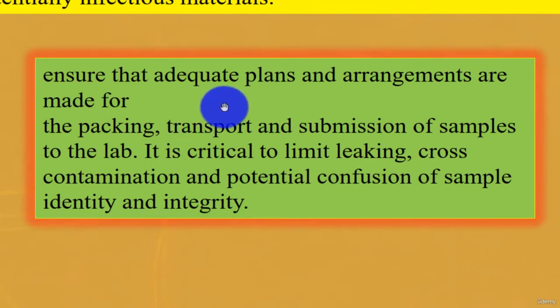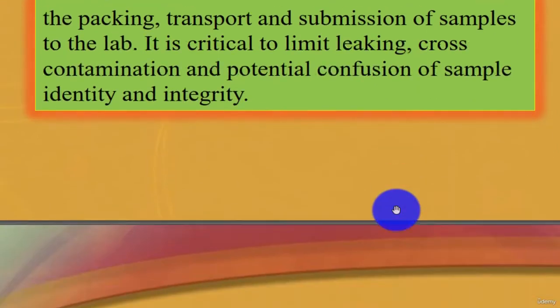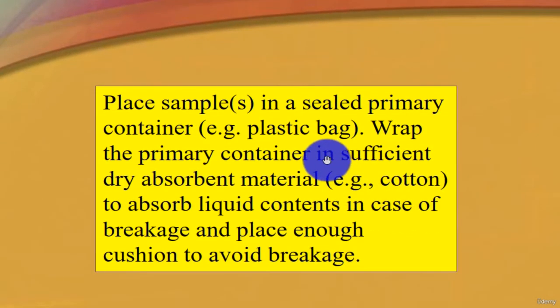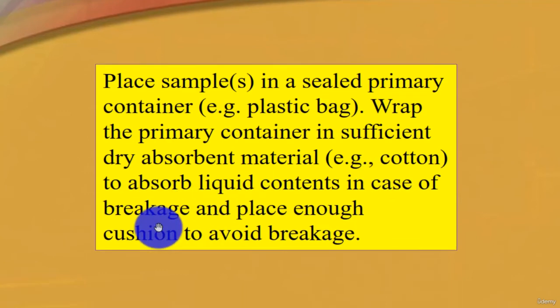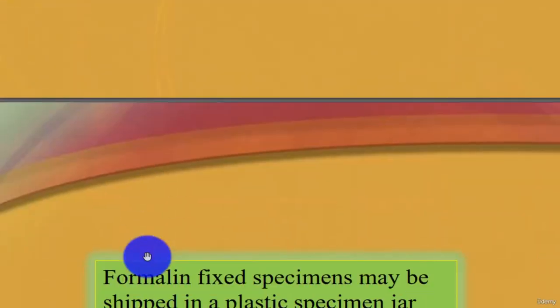Ensure that adequate plans and arrangements are made for the packaging, transport, and submission of the sample to the lab. It's critical to limit leaking, cross-contamination, and the potential confusion of sample identity and integrity. Place samples in a sealed primary container, such as a plastic bag. Wrap the primary container in sufficient dry absorbent material, such as cotton, to absorb liquid content in case of breakage, and place enough cushion to avoid breakage.